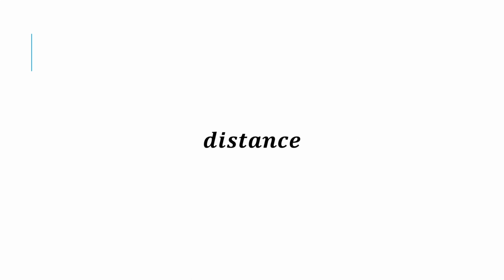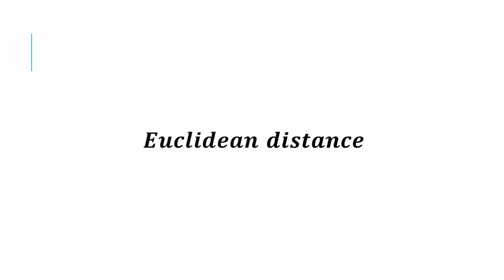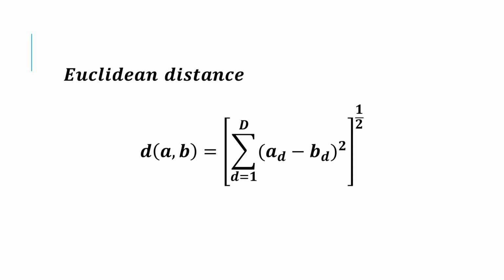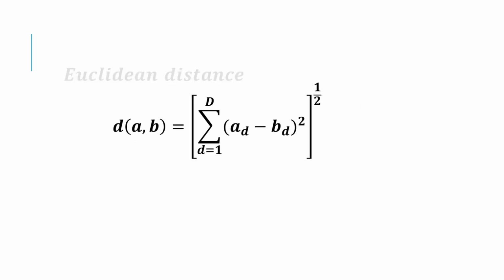One of the most basic geometric concepts we can use in a vector space is computing the distance. In particular, we are going to look at the Euclidean distance. In general, in a d-dimensional space, the Euclidean distance between vectors a and b is given by this equation, where distance is just the square root of the summation of squared differences for each dimension. Let's see this equation in action.